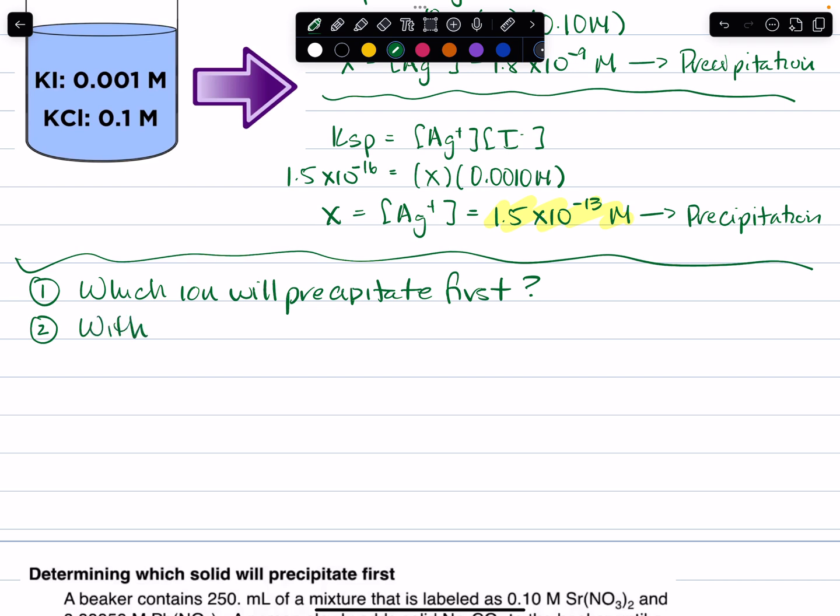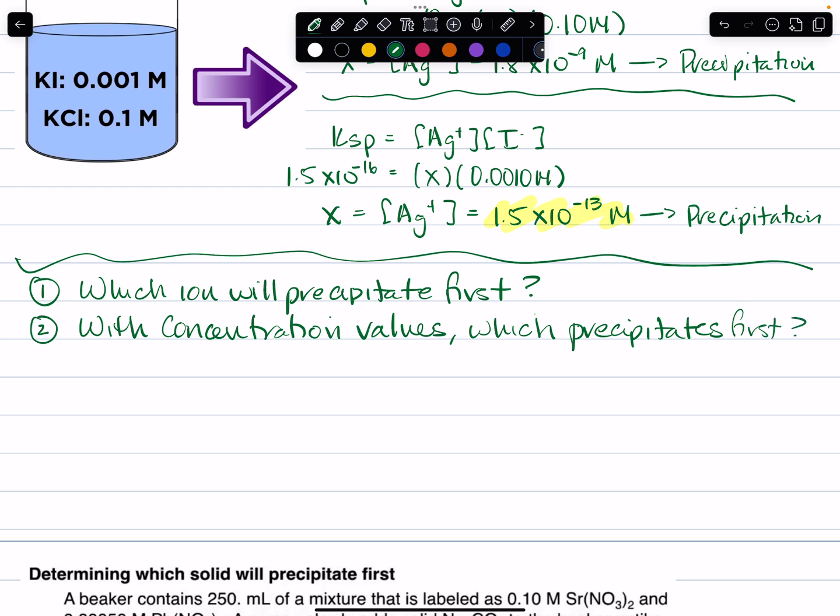So which ion will precipitate first, second? With concentration values, which precipitates first? That's closer to that problem we worked right above. If you know the amounts of some things that are present, you can utilize that to decide if something's going to precipitate before something else.